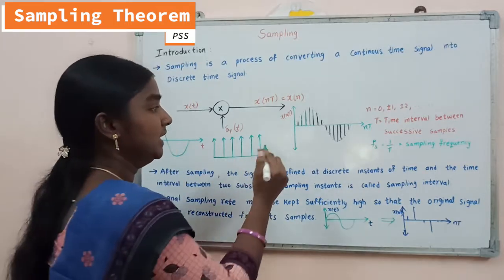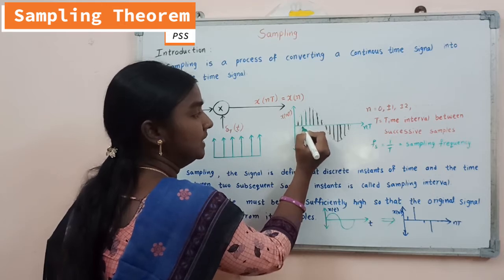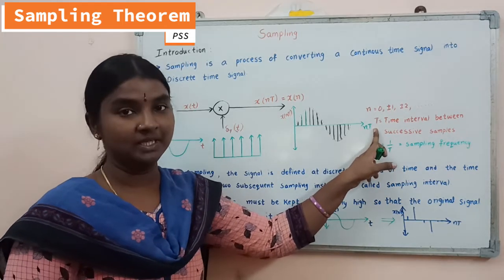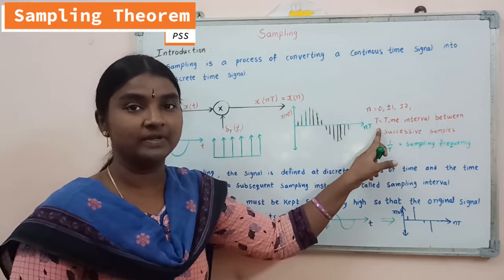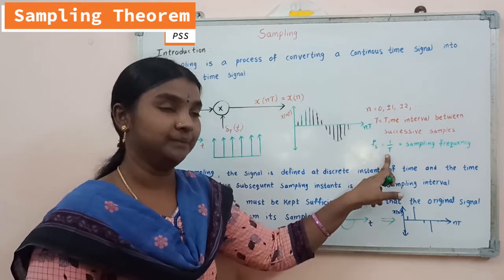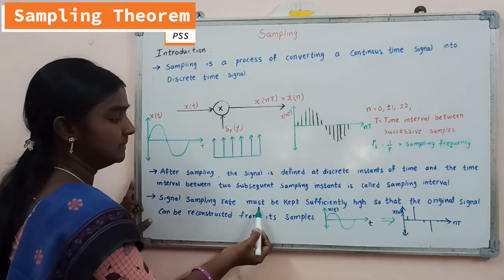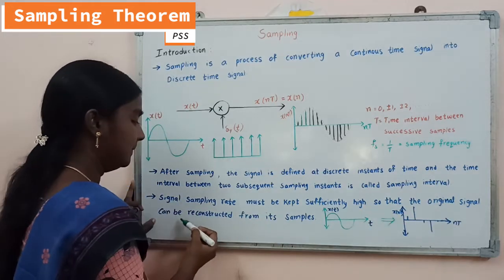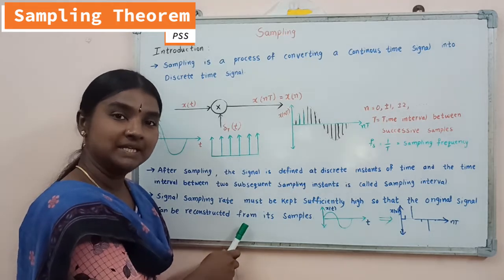For example, if we consider the samples here, the time in between these two samples will be the sampling interval, nothing but capital T. By using this sampling interval, we find the sampling frequency, denoted as Fs, which is equal to 1 divided by T. Now, the signal sampling rate must be kept sufficiently high so that the original signal can be reconstructed from its samples. Now I will explain this point by considering one example.